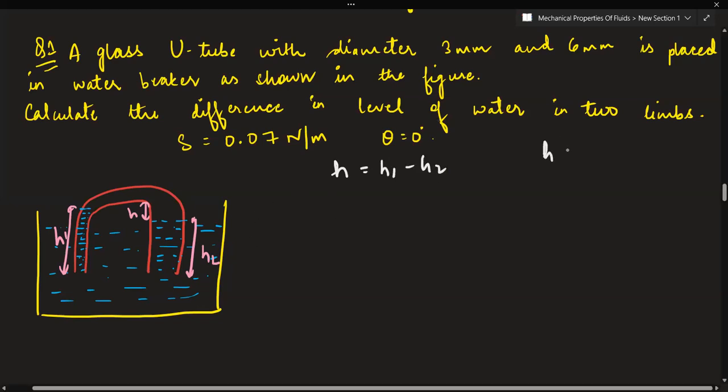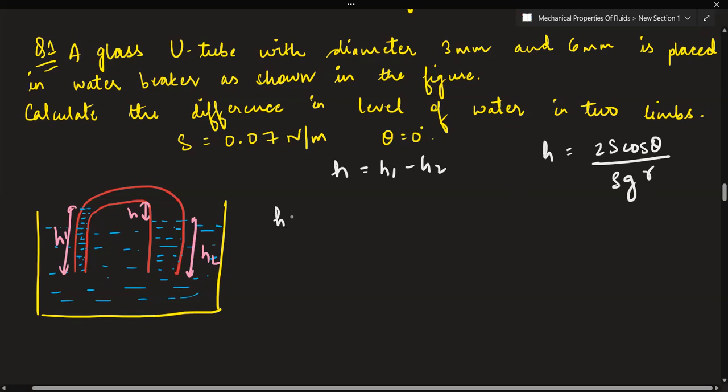So see, the formula for h that we have is 2s cos theta divided by r rho g. Now see, rest all the things are same. 2 is constant, surface tension is same, cos theta, theta is already given to us as 0. Density, the liquid is same, water is there. Acceleration due to gravity is same. Just the difference comes in the radius.